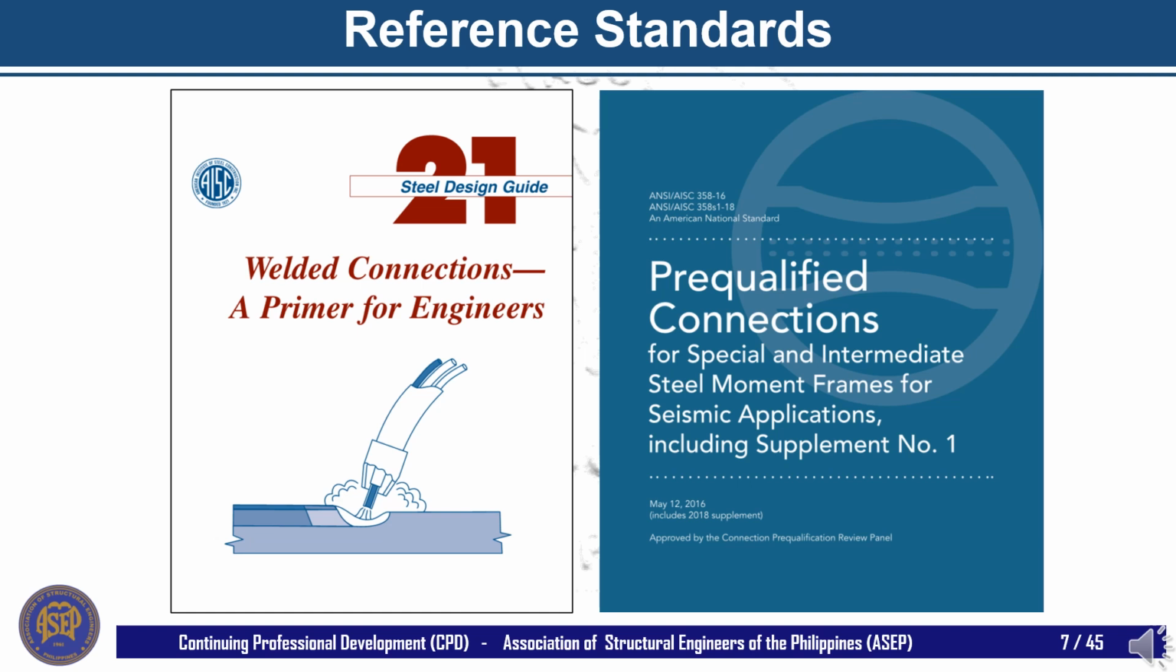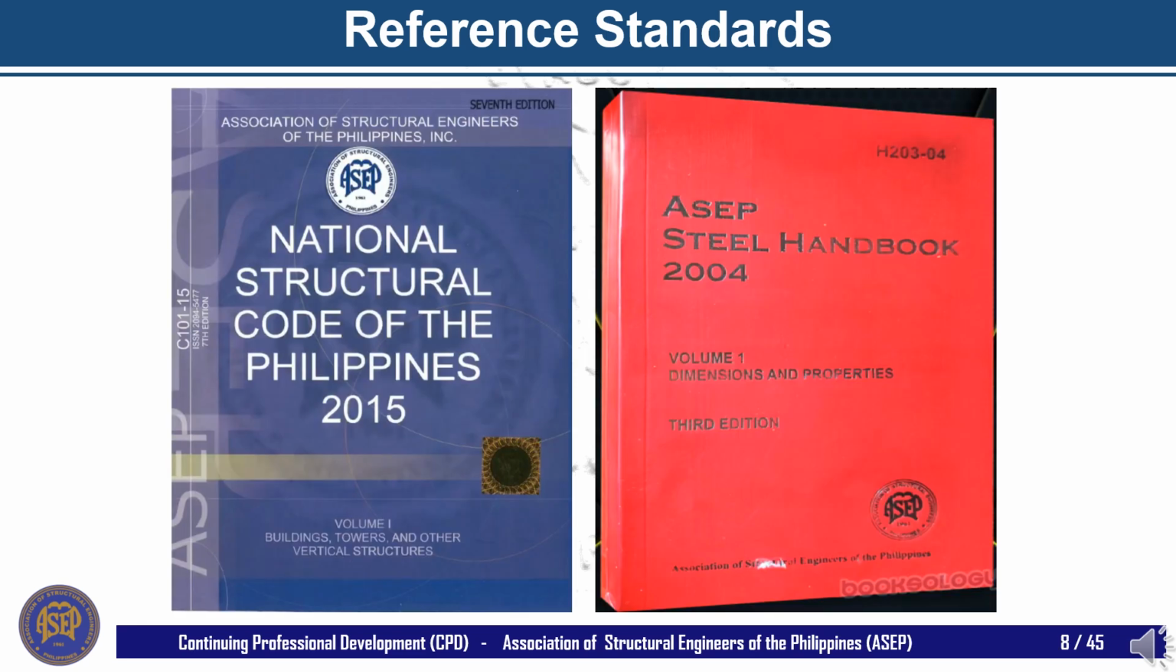Other references for welded connections are the AISC Design Guide 21, the left image, which is written by one of the welding experts in the US by the name of Duane Miller. AISC 358 2016 version, the right image, contains design procedures for pre-qualified moment connections. And 2 months ago, I gave a lecture in both ASEP and PICE hosted webinars about some of the commonly used pre-qualified moment connections. And of course, we have the NSCP 2015 and the ASEP Steel Handbook that was published in 2004.